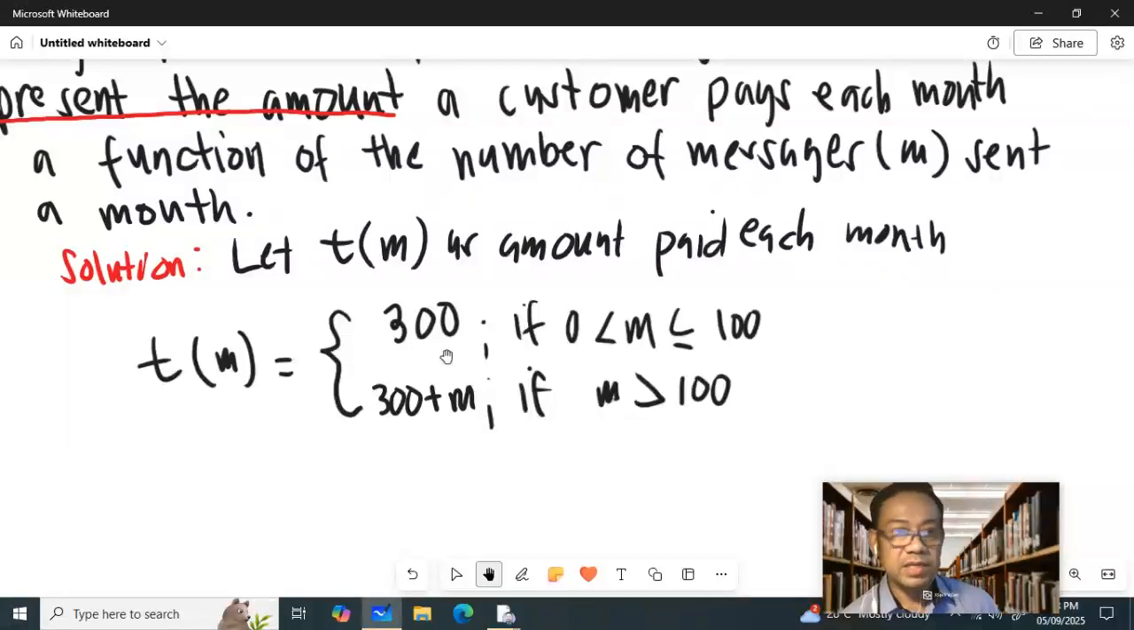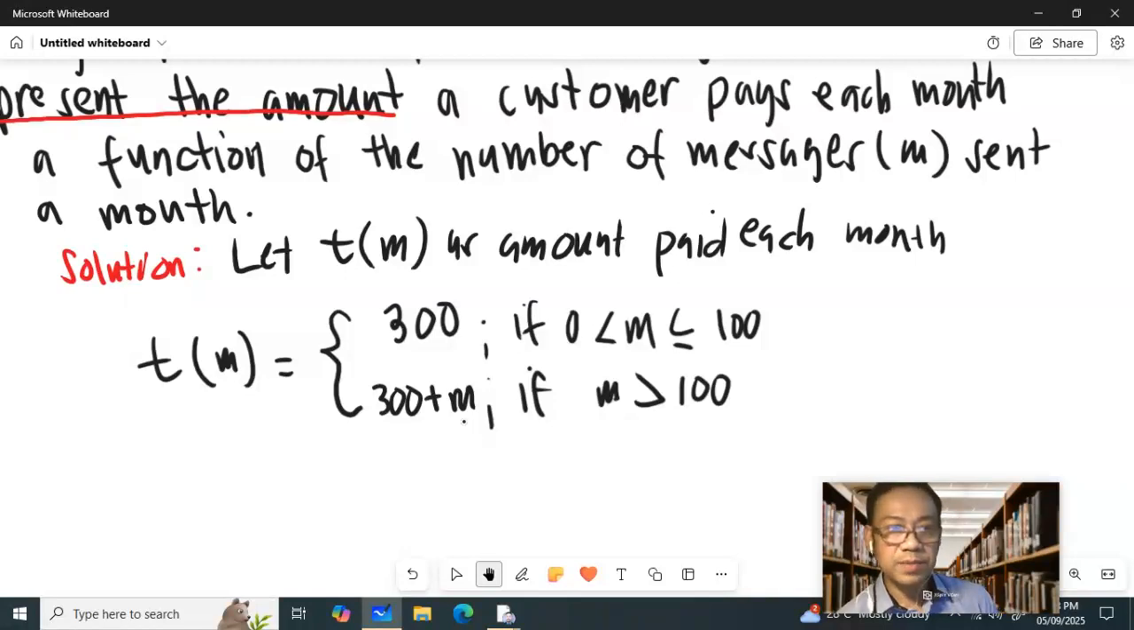Again, I will read the final answer. If m is greater than 0 messages, but less than or equal to 100 text messages, the charge is 300 pesos. But if the message exceeds 100 text messages, the 300 pesos will have an add-on depending on how many text messages.